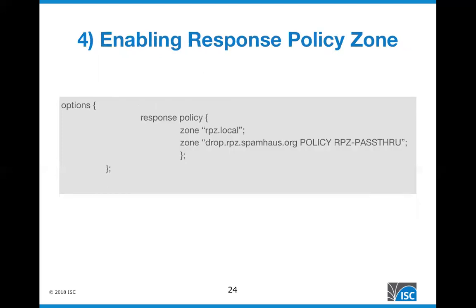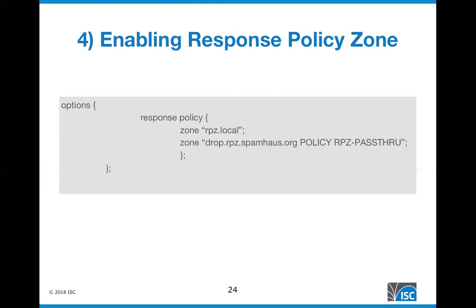And then finally, the last thing that you're going to do here is enable response policy zones. And as I said earlier, the very first thing up there is rpz.local. Now you can name that rpz.local anything you want to. Just make sure that it matches up with how you named it in your zone file, and you'll be good to go. And then the second thing that we have on here, as I was saying, is the drop zone.